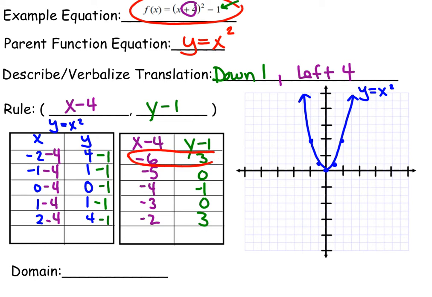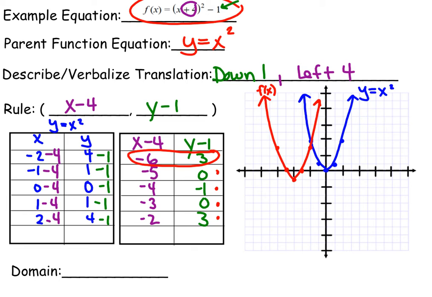So first ordered pair, negative 6, 3. So we're going to go left 6 and then up 3. Next ordered pair, we're going to go left 5 and then up 0. Next ordered pair, negative 4, negative 1. So we're going to go left 4 and then down 1. Next ordered pair, negative 3, 0. So left 3, up 0. Last ordered pair, negative 2, up 3. All right. So there is our graph of this function for f of x.